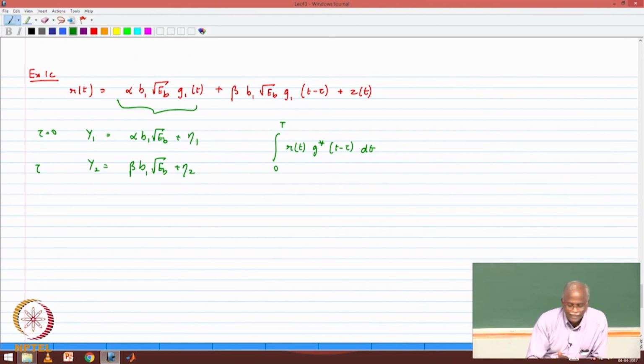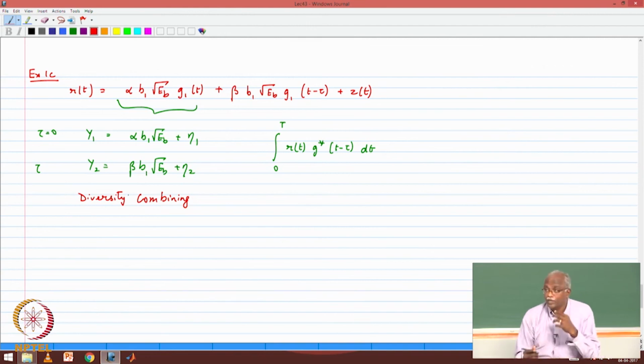Of course, this looks like diversity. And what should you do? Maximal ratio combining, or something as close to the best as you can. So basically you would do some form of diversity combining to get the best performance. And of course this is going to give you a benefit in the fading waveform, because alpha and beta could be independently fading.